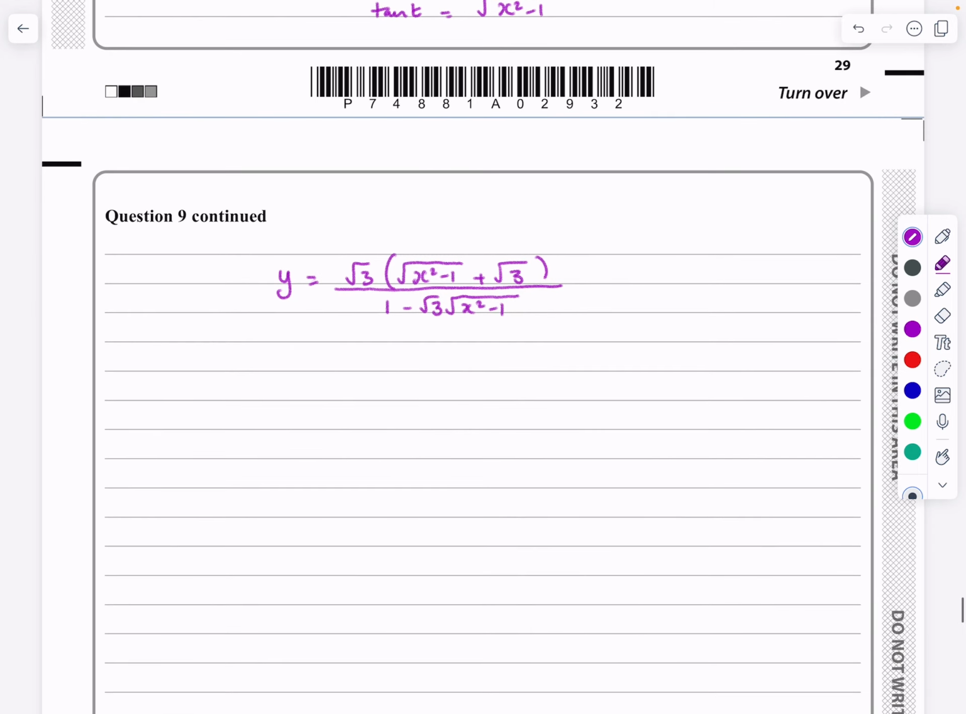So if we're doing that, I'm just going to multiply that top bracket out. So I'm going to get y equals, these two just become root 3 root x squared minus 1, and I'll tidy that up in a second. Root 3 times root 3 is 3. All over, I'm going to do the same on the bottom, 1 minus root 3 root x squared minus 1 there.